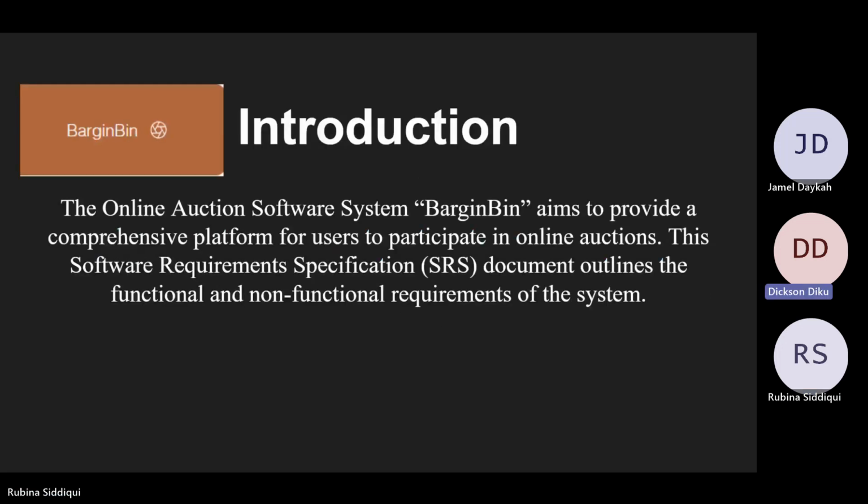All right, I'm gonna take the introduction. During this project, we have to develop an online auction system, named BarginBin, that aims to provide a comprehensive platform for users to participate in online auctions. The software requirement specification will outline the functional and non-functional requirements of the system.